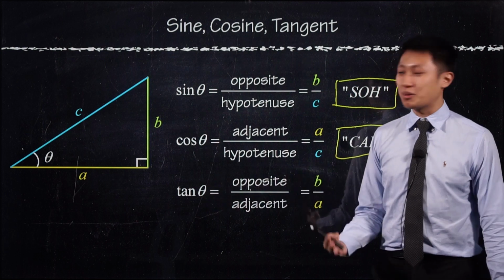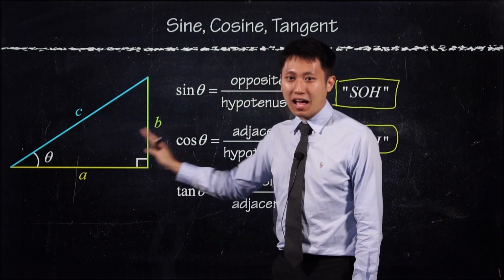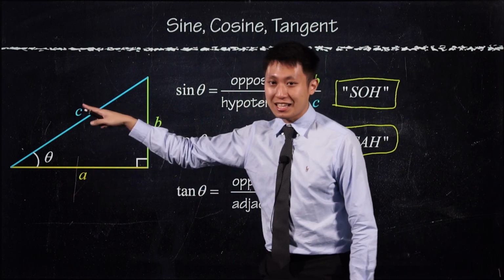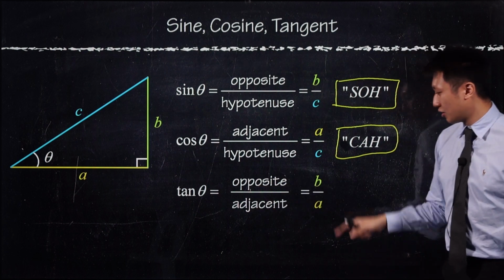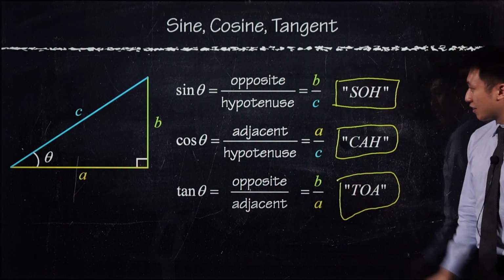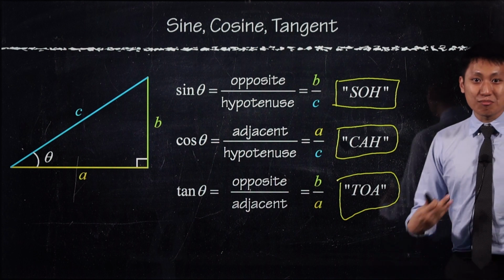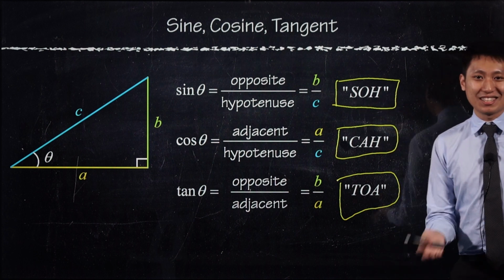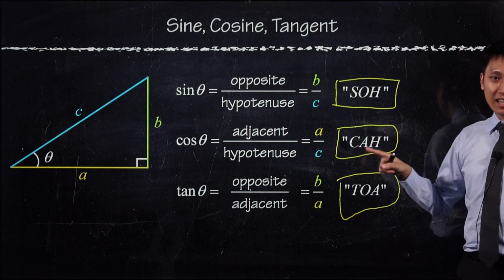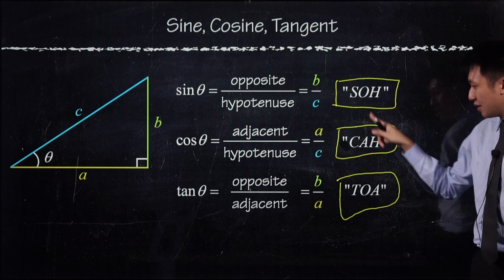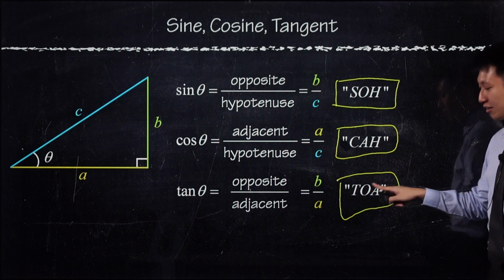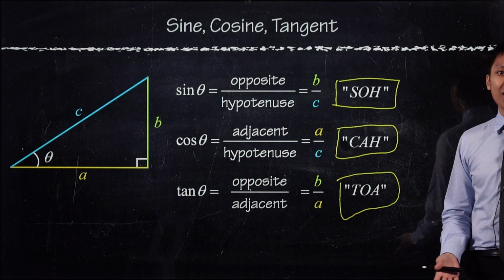Tangent is the last one. It's opposite divided by hypotenuse. Wrong, it's opposite divided by adjacent. Hypotenuse is that side. Opposite divided by adjacent, so T-O-A. So you have SOHCAHTOA. Just remember the alphabets here, because if you pronounce it, you might be mixing them up. So remember SOHCAHTOA: sine is opposite over hypotenuse, cosine is adjacent divided by hypotenuse, tangent is opposite over adjacent. That's all it needs.